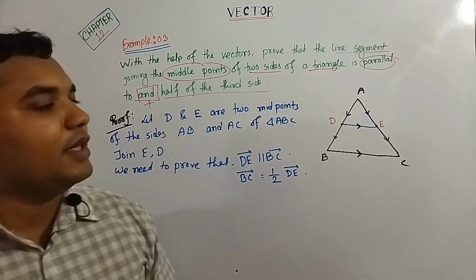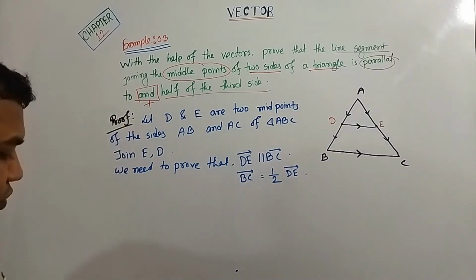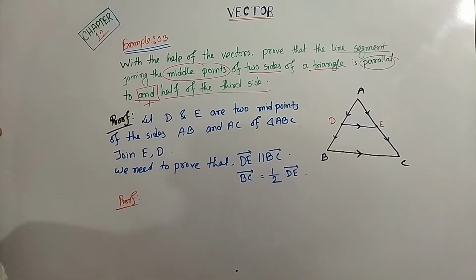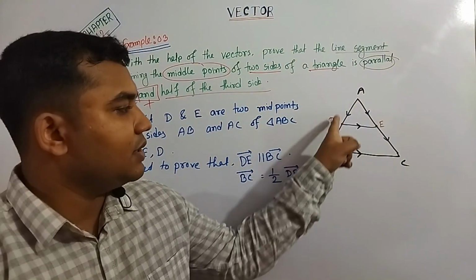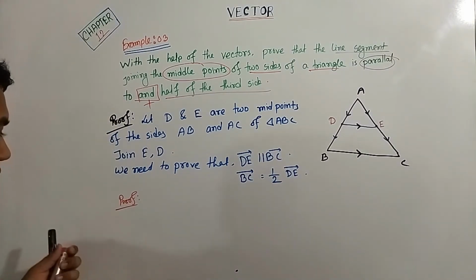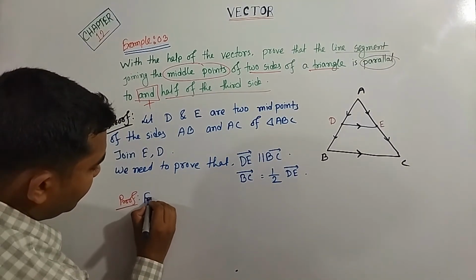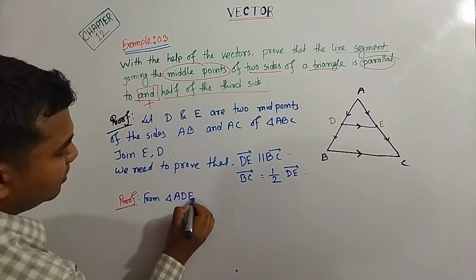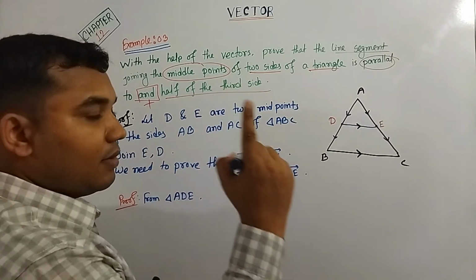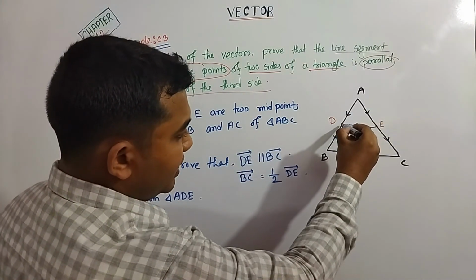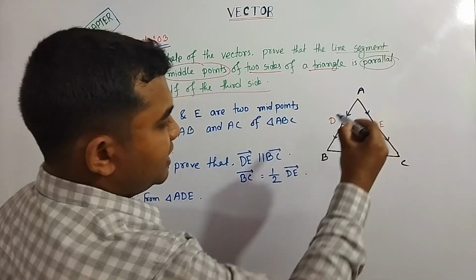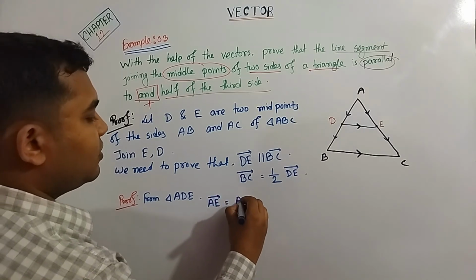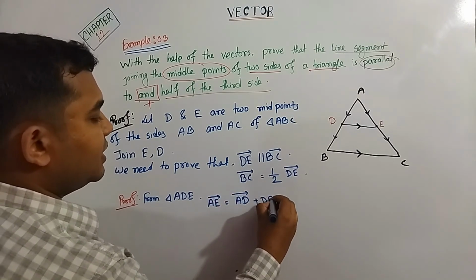So how can we prove this type of problem? First of all, we will think about the smaller triangle, ADE, within triangle ABC. What can we write? Very clearly the flow goes this way, then that way, and it is restricted. So we can say AE is equal to AD plus DE.